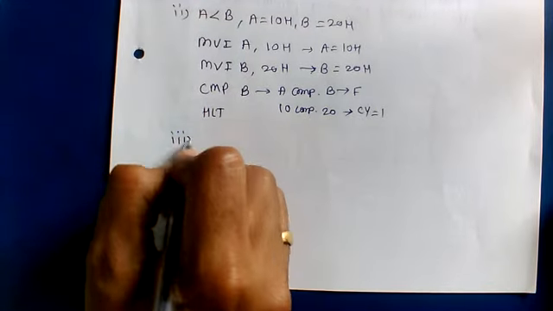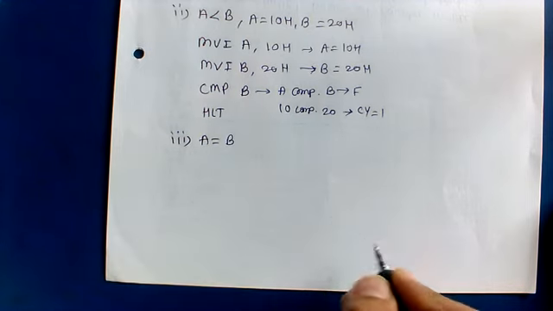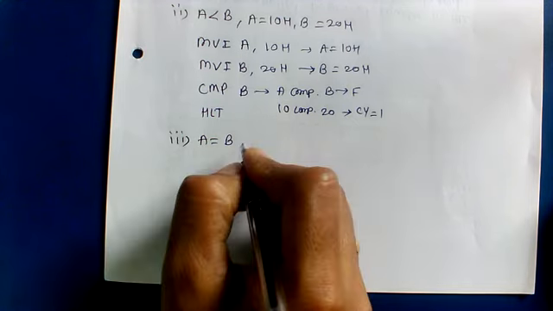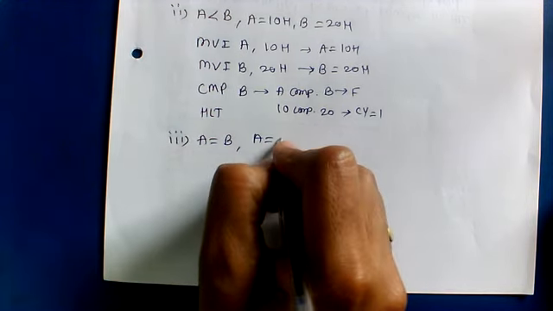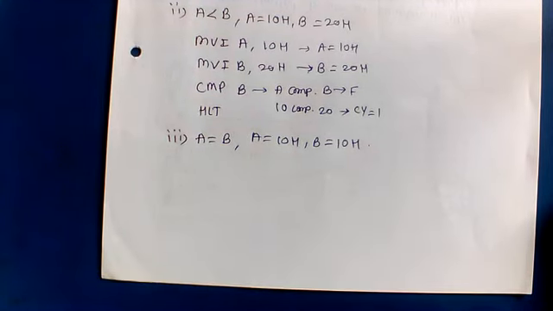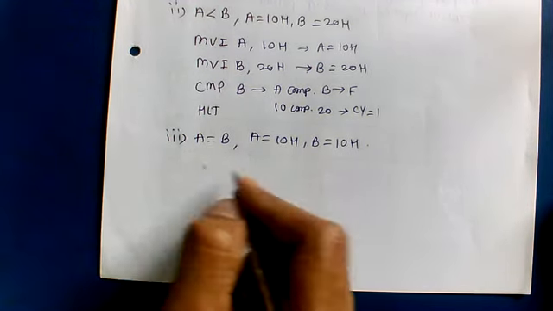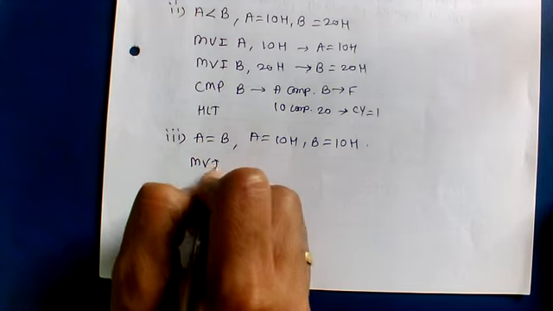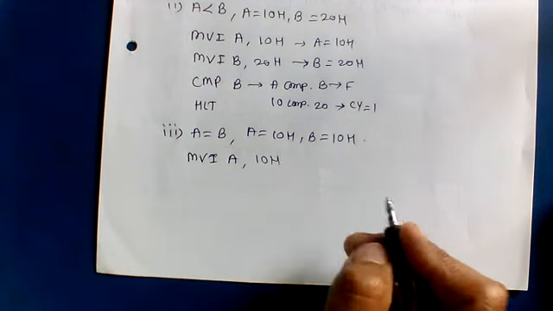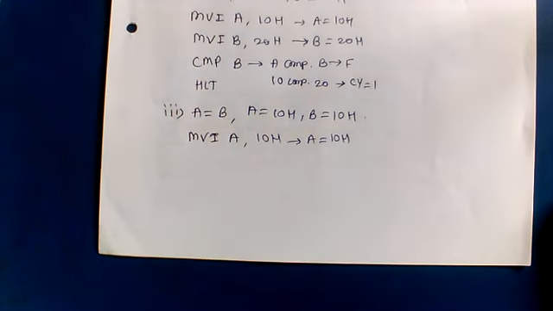And third program under this comparison means accumulator and B register content are same. Suppose in accumulator 10hex and B register is with also 10hex. So the first instruction is MVI A 10hex. So after execution of this MVI A, in accumulator you will get 10hex.